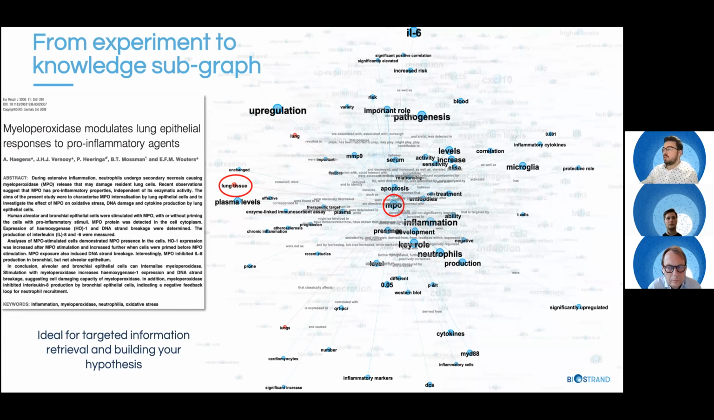So that's one of the examples of what you can get from NLP link. And basically you have the tool here to start building your hypothesis, looking at meaningful relationships in your unstructured data.